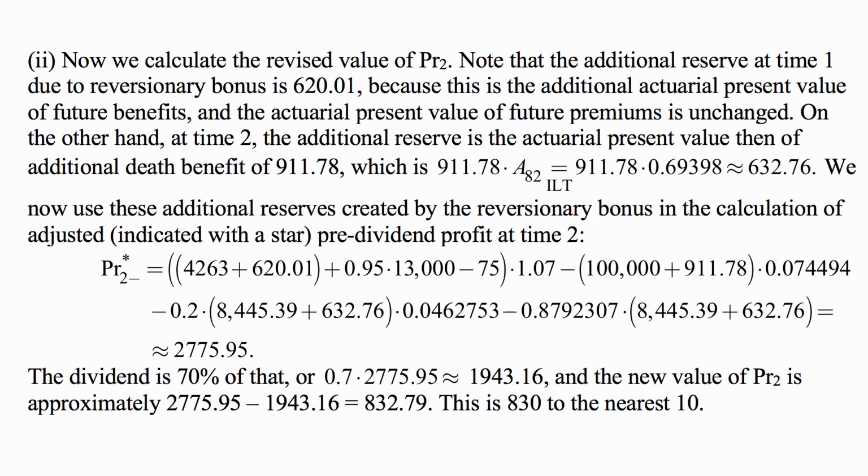Now we calculate the revised value of PR2. Note that the additional reserve at time 1 due to reversionary bonus is 620.01 because this is the additional actuarial present value of future benefits and the actuarial present value of future premiums is unchanged. And of course the basis for the reserve is the illustrative life table and 6%.